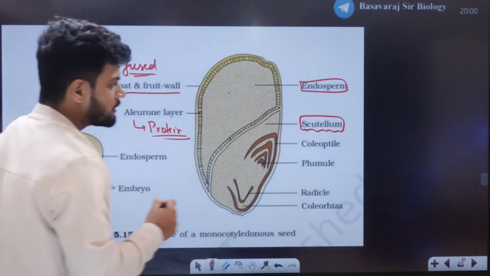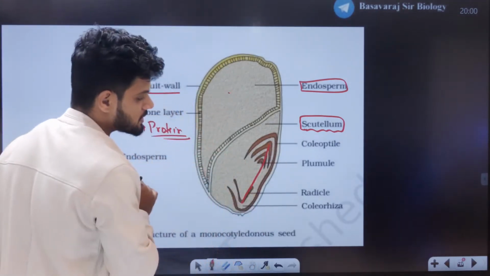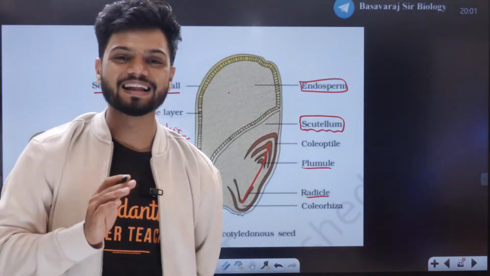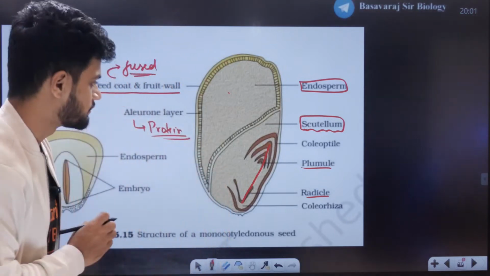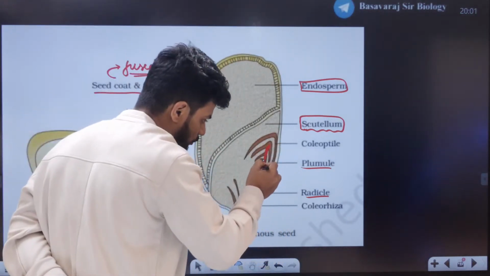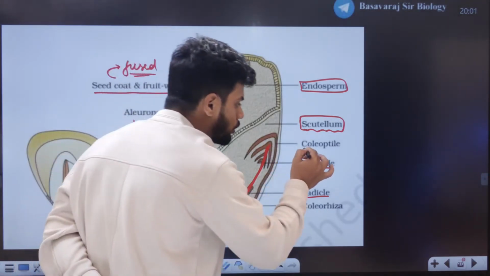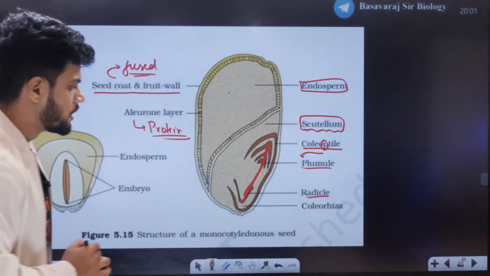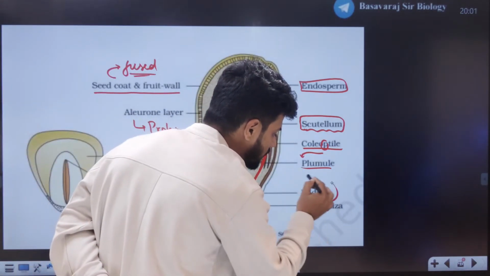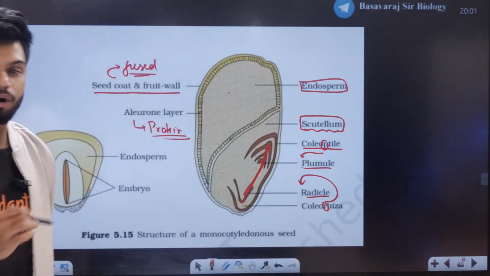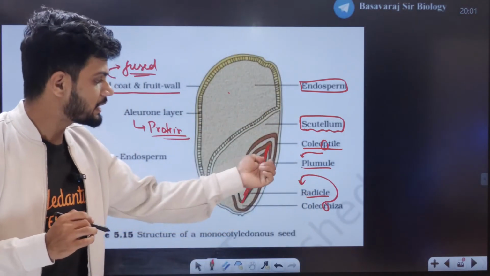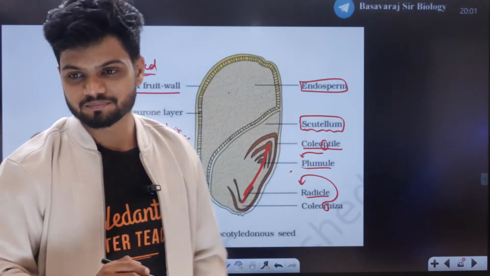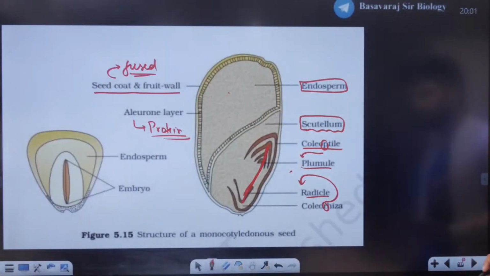Nutrition. Now, within the embryonal axis, this is the embryonal axis, there is radicle and plumule. Now, radicle and plumule have bodyguards here. Who are the bodyguards? Not Salman Khan, but other bodyguards. Coleorhiza is the bodyguard for radicle. At the same time, plumule has a bodyguard called coleoptile. Clear? Beautiful. Easy.